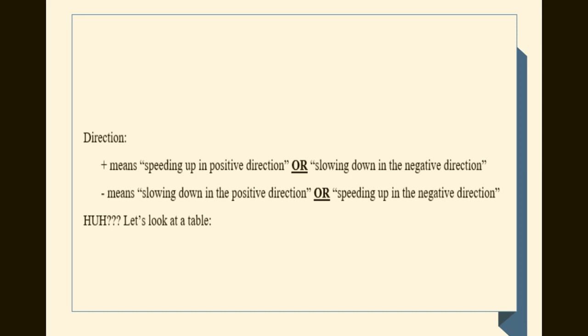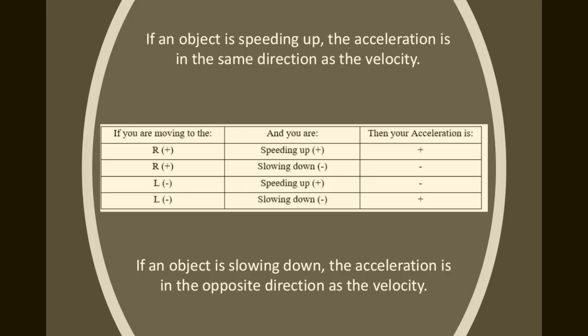A positive acceleration can mean increasing velocity in the positive direction or decreasing velocity in the negative direction. A negative acceleration can mean decreasing velocity in the positive direction or increasing velocity in the negative direction. Sounds a bit confusing? Don't worry. Let's hope this chart helps clarify it a bit more.